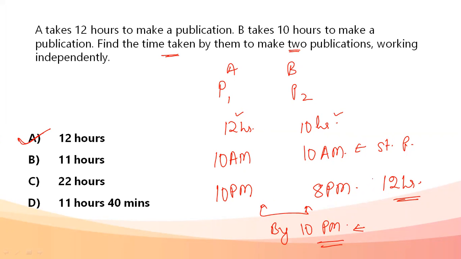A lot of people make this mistake. They do 12 plus 10 and give the answer as 22. We need to avoid that. Take a common time from where they start, see after a particular time where they're standing, and get the answer.